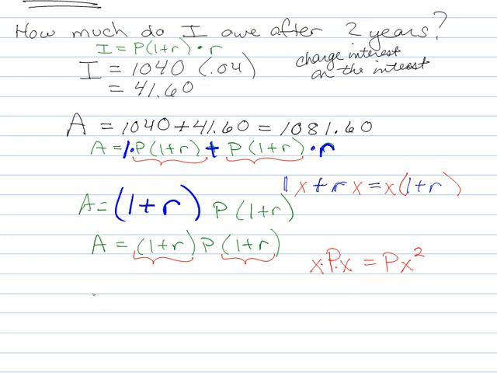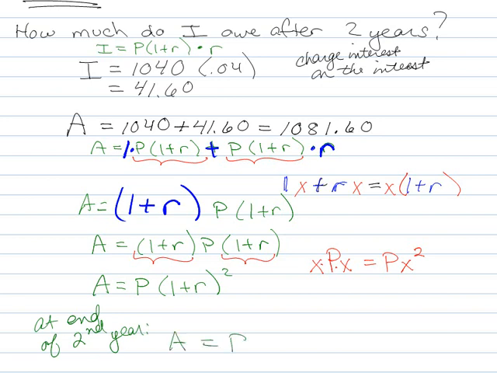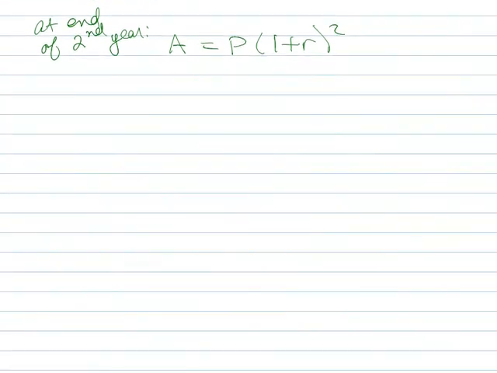So we're going to do the same thing again. I have one of these times p times another one of those. So I have p times 1 plus r squared. And that's the last iteration of that we're going to do, I promise. So at the end of the second year, I owe this much. You say, wow, that was so exciting, I can hardly stand it. So now we're going to generalize, because that's how you make formulas.